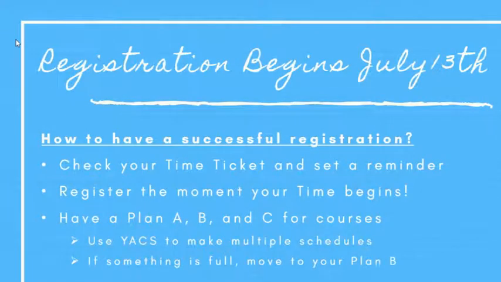So let's briefly talk about your registration. That begins on July 13th. Information will be sent to you about how to check your time ticket, which is the actual time that you're registering. And you want to have a plan A, B, and C for courses that you want to take. Some of the resources I'll show you today will help you create a registration plan for the courses that you'll be registering for. So I would just have them kind of in mind, different schedules and different classes, in case something fills up. That being said, it's staggered in terms of when students are registering and also when classes are released for them to be registered for.